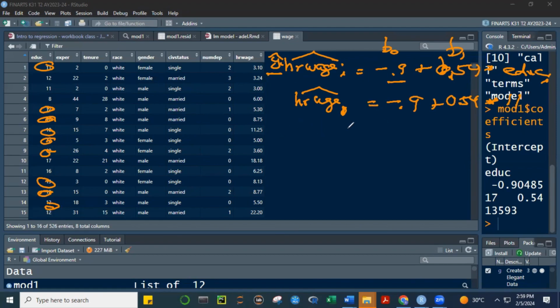Okay. How many residuals will we get? How many e-values will we get, class? How many e-values?